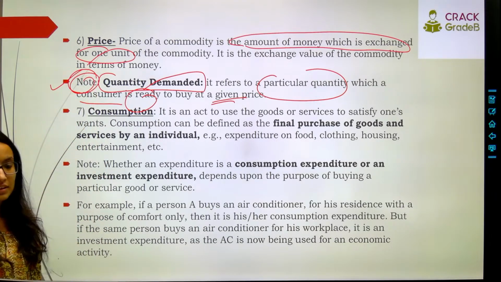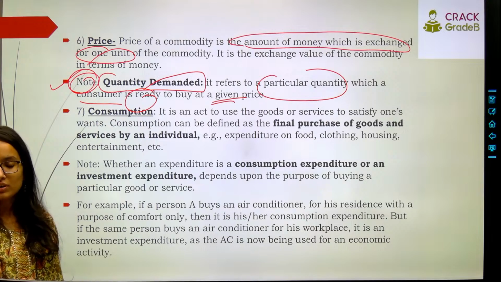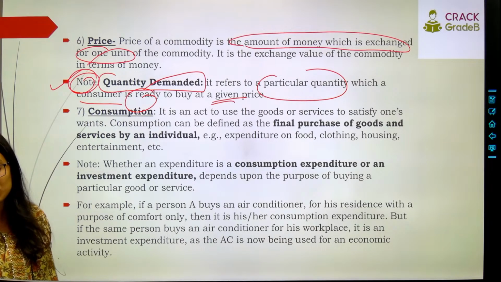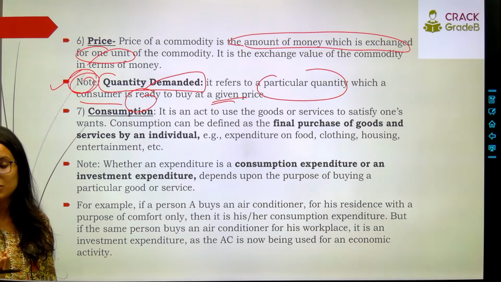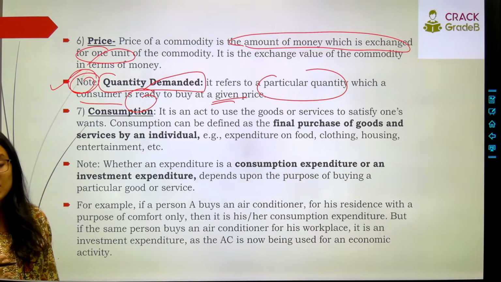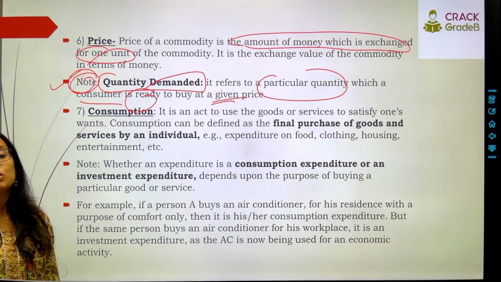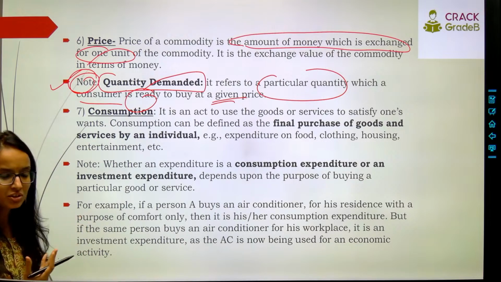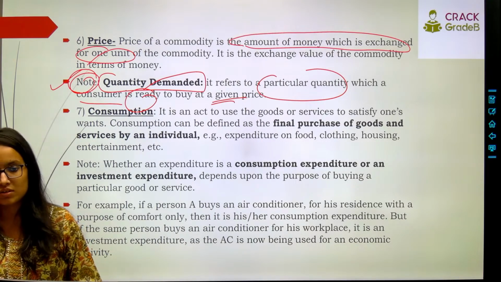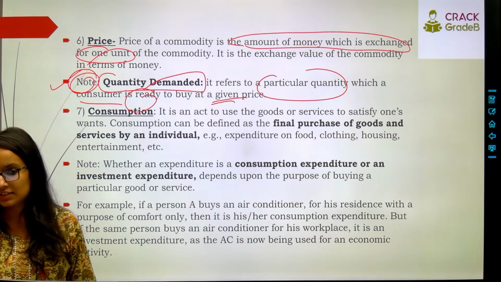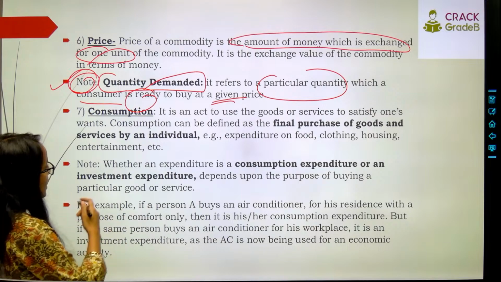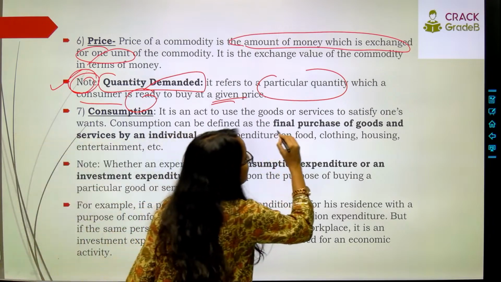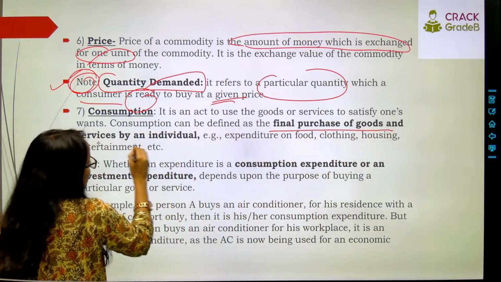Is that clear? Then we have another important theme of economics, which is consumption. Of course, everything is there due to consumption. If we do not consume, if we do not demand, there will be no production activities. What is consumption? An act of using a good or service to satisfy our own needs, our own desires, right? Consumption can be defined as final purchase of goods and services by an individual.